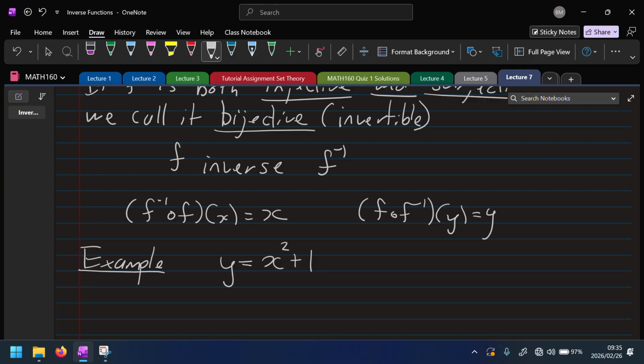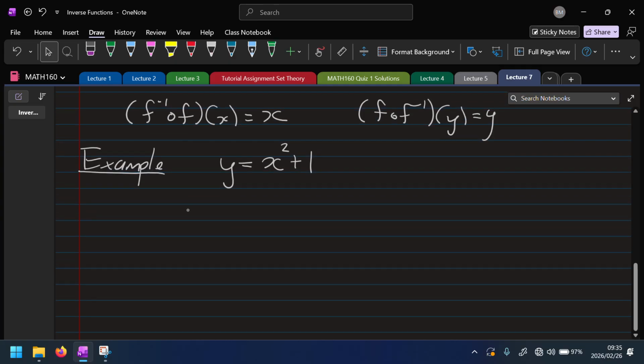This is just the rule. But is it injective? We can check that. Is it injective? No, it's 2 to 1. It's not. Okay. So let's do a quick sketch, and then we'll work out the domain and the codomain for it to be invertible.